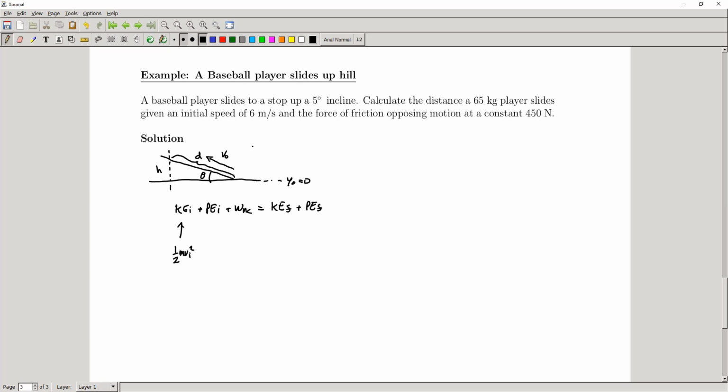Right, so we can imagine some y-axis running in this direction and some x-axis. So this would be y equals 0. And so we're going to have no potential energy initially.